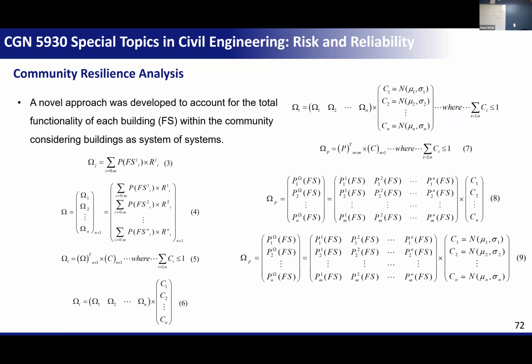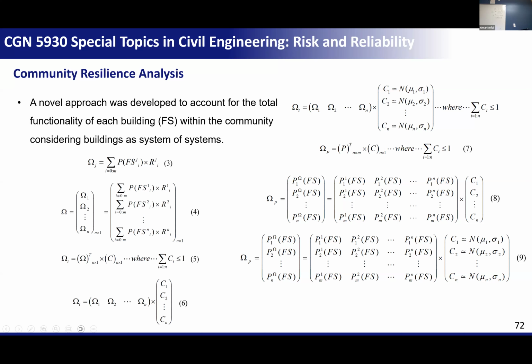And then we come up with the probability of exceedance of each functionality state depending on each system. That's system 1, system 2, system 3, and each system is going to be multiplied by a specific weight. All right. So I'm not going to get much into math, but I'm just giving you some ideas about how, at the end of the day, we can know the functionality of a specific building. Do you guys follow with me on what I'm doing here?